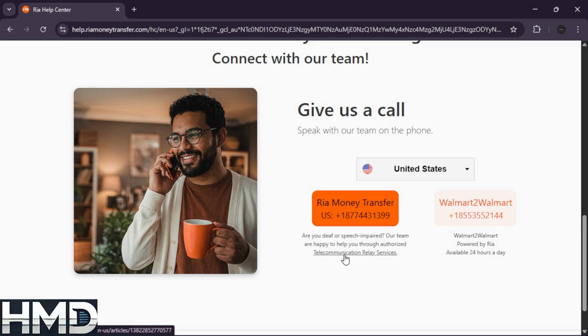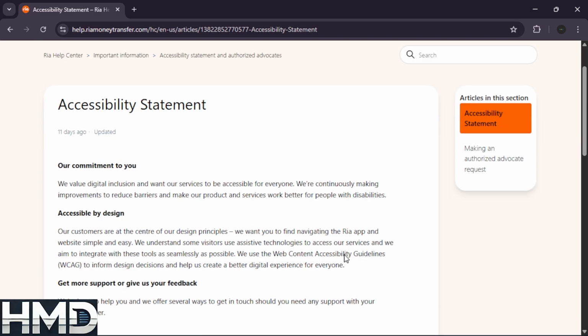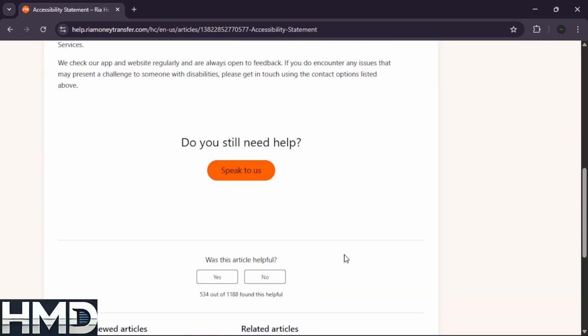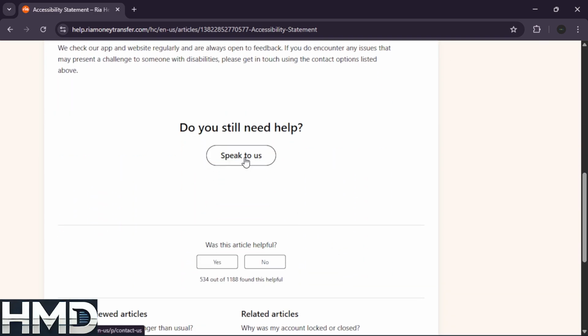By calling for help with your transfer, you can get a fast answer on what is wrong. Once they look at it, they can usually push the money through right away.